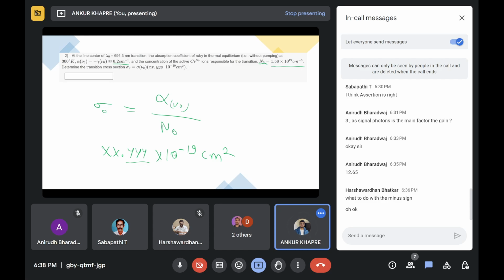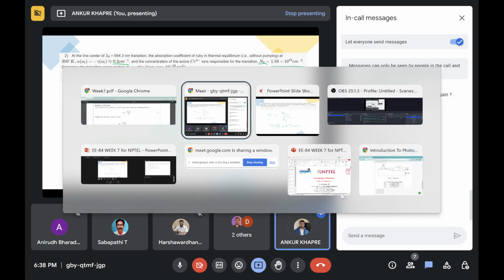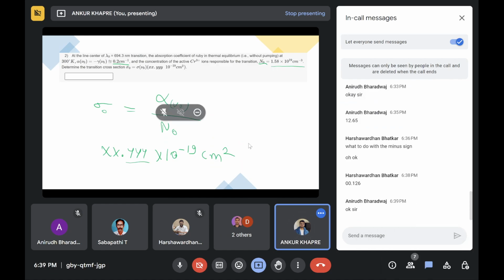Anirudh, you tried again. I think you have shifted some values to the front. That is correct only, but yeah, that's correct. So this one is the correct option for this. It was quite an easy question. Did you feel that?